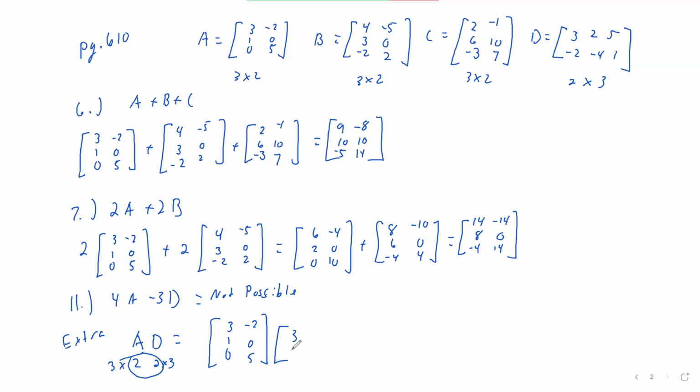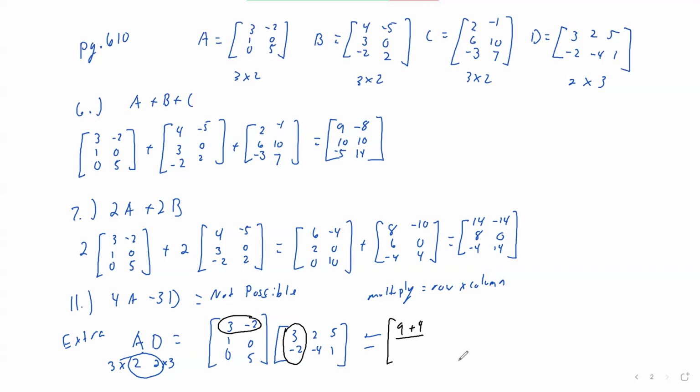And then D is 3, -2, 2, -4, 5, and 1. All right, to multiply, it is row times column. Okay, so what that means is I'm going to take the first row times the first column, and that will give me the first element. So that means 3 times 3 is 9, plus -2 times -2 is 4.